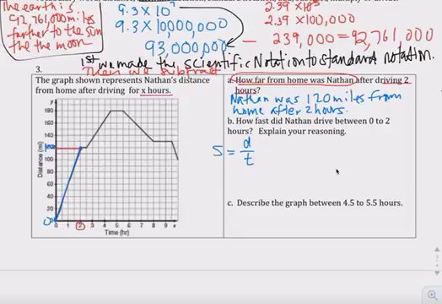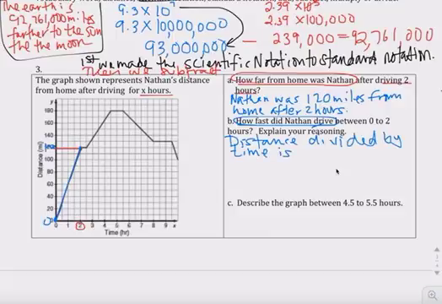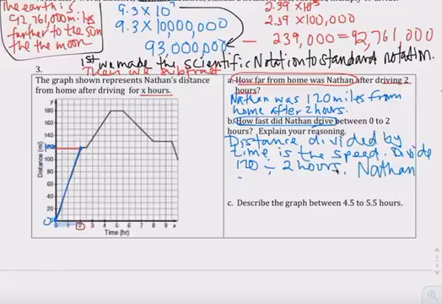That's your, explain your reasoning, okay? We can explain distance divided by time, because this is how fast. That is speed. Distance divided by time is the speed. So you divide the distance, 120, divided by 2 hours. Okay? 0 to 2 is 2 hours. Therefore, Nathan drove 60 miles per hour.